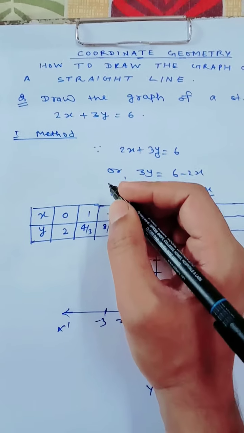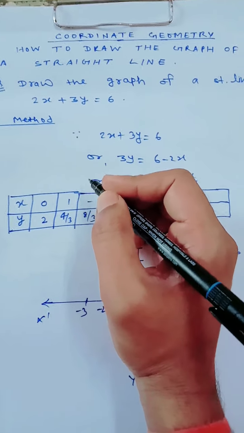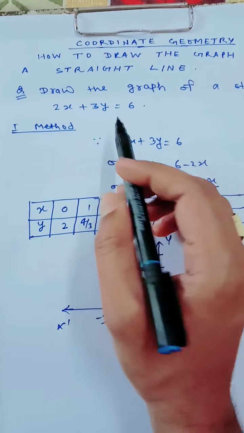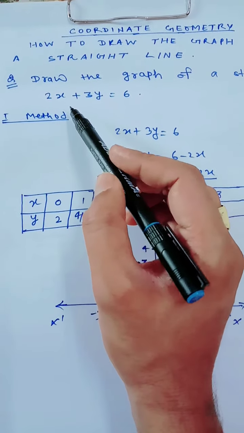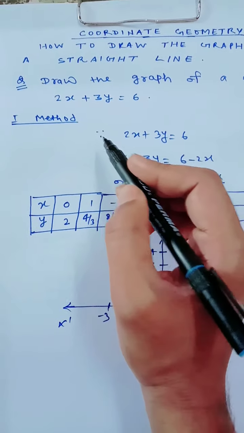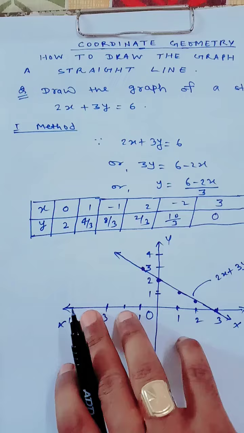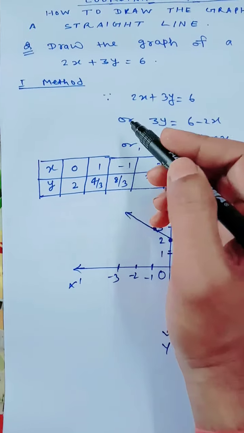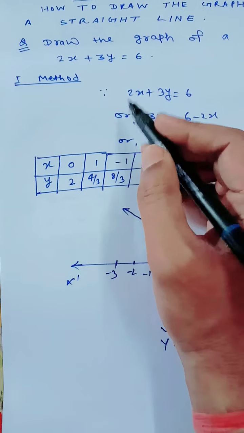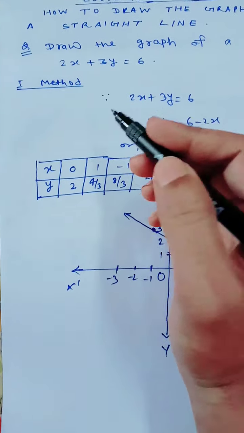Students, today we will learn how to draw the graph of a straight line. Suppose we have to draw the graph of the straight line 2x plus 3y equal to 6. Here we have mentioned two methods to draw the graph of a straight line.